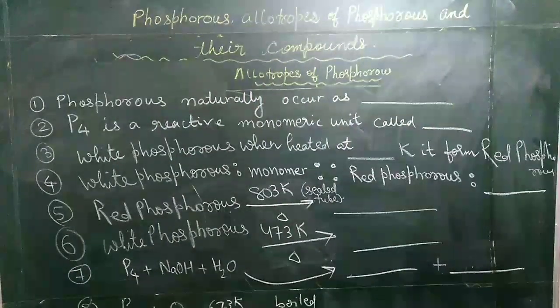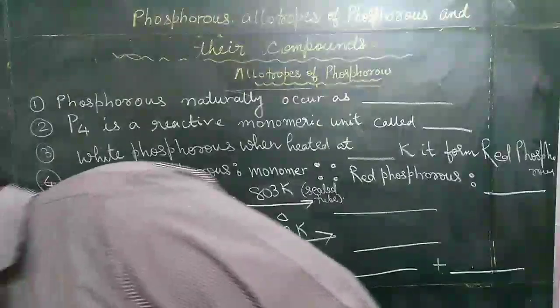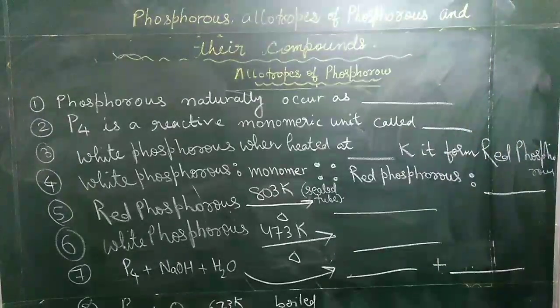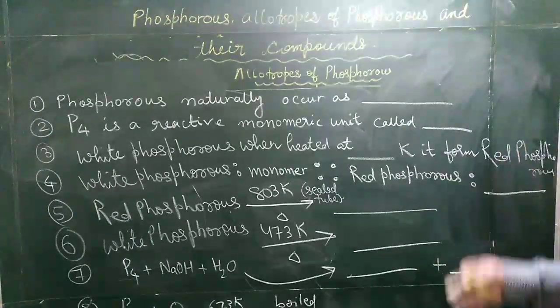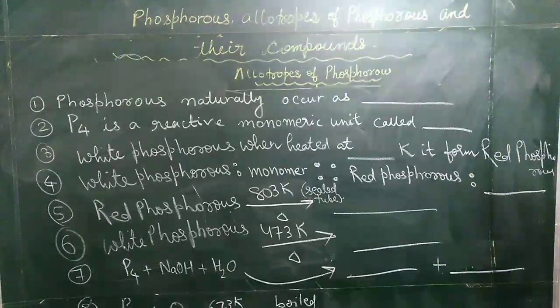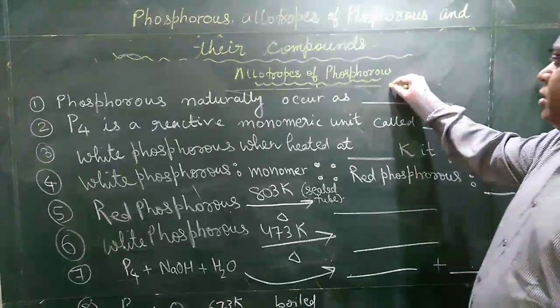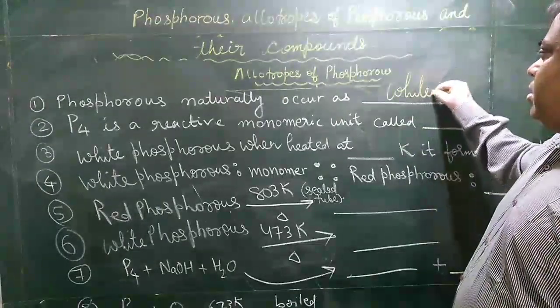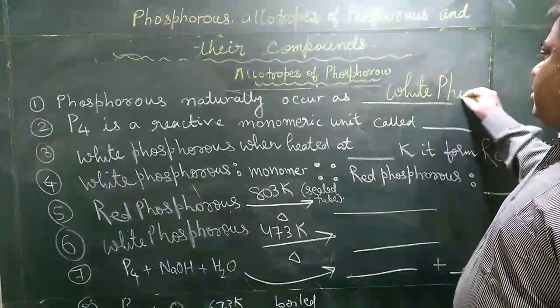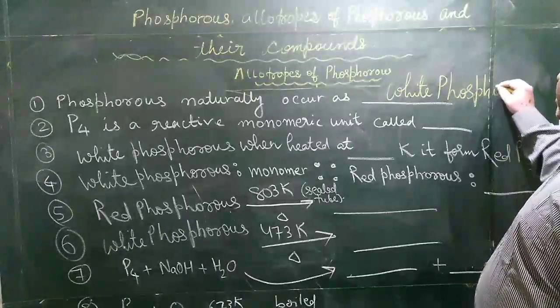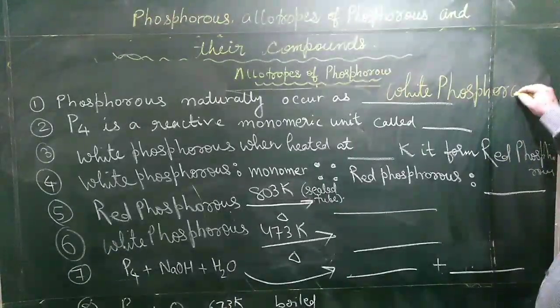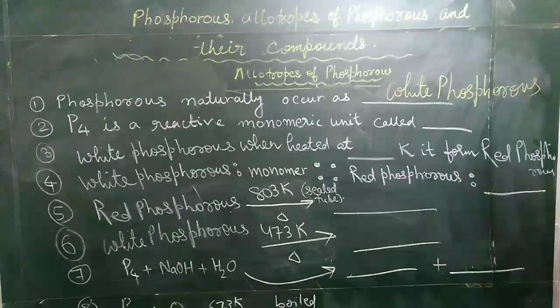Now if you can remember the previous chart, you will be able to fill up the answers very easily. If not, if you refer and do it at least 2 times, you will be able to remember the allotropes of phosphorus and related concepts. Phosphorus naturally occurs as white phosphorus. Am I right? If I am right, then tell me if I am right. If I am wrong, then tell me if I am wrong.